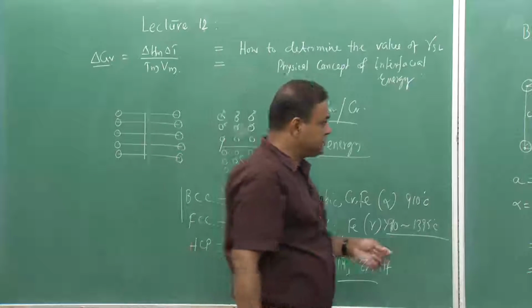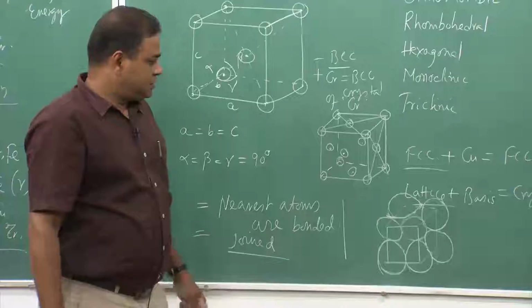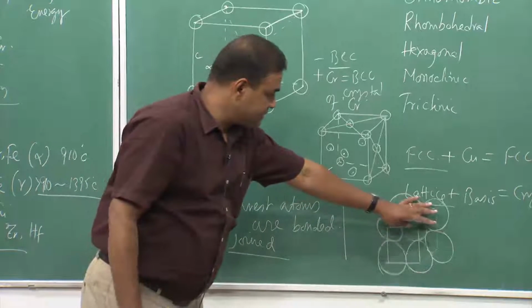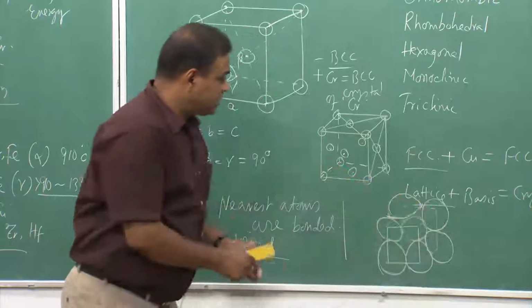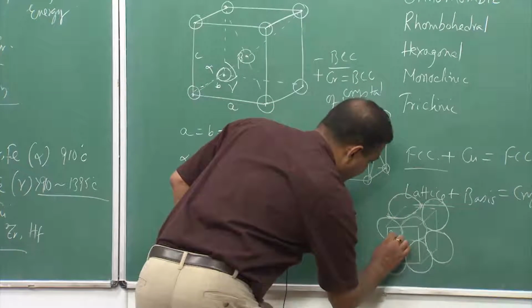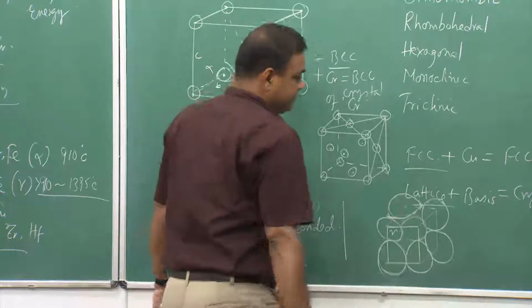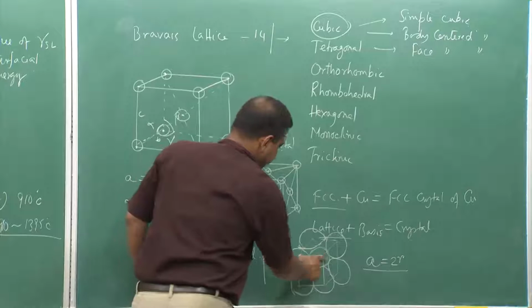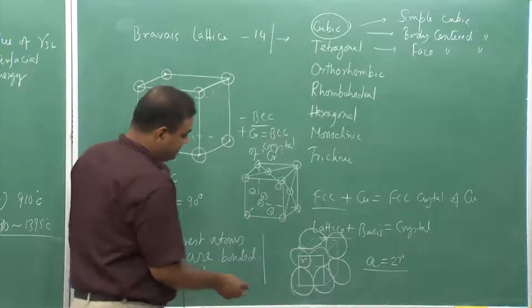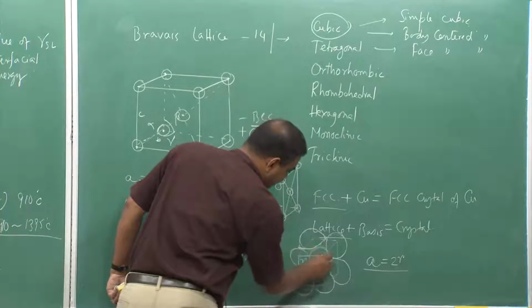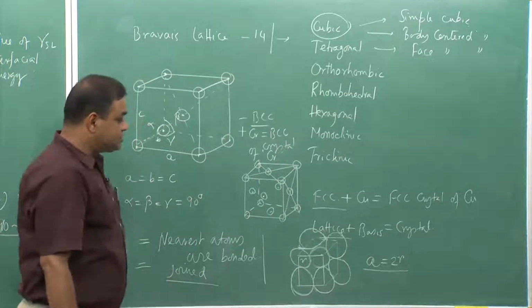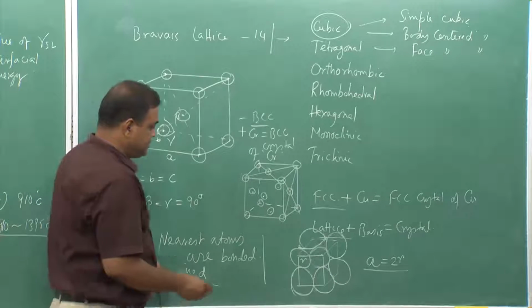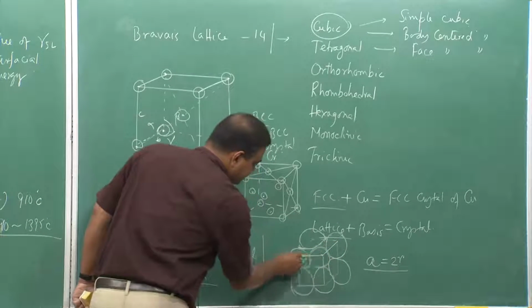Now, if we come back to this particular board, you can see that in case of simple cubic, all the atoms are connected, and if this radius is r, the lattice parameter is A equal to 2r. So, the nearest neighbor is this, and at the same time, if we consider this atom, it is joined with 6 atoms. So, that means these 3 it is very clear.